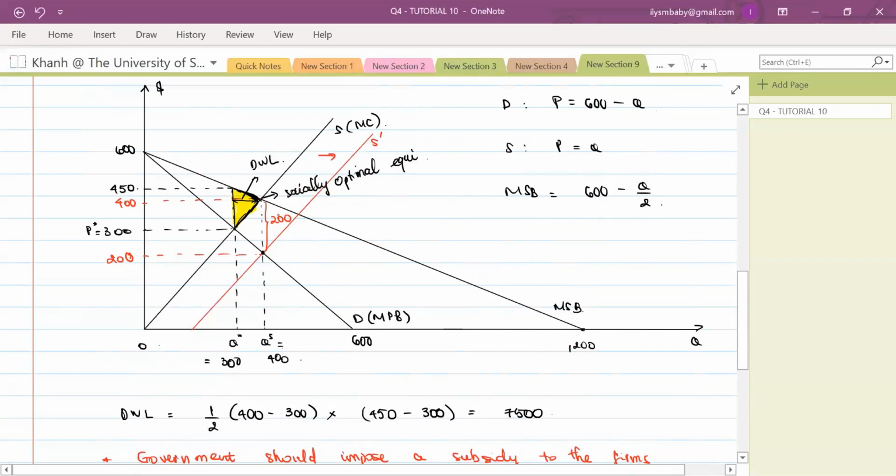Okay. So having said that, it's going to reduce basically the cost for the firm. So every unit that the firm is producing, the cost is now lower by 200. Okay, so therefore, that is why the supply curve is now moving to the right by 200. So basically, the cost is reduced by 200.